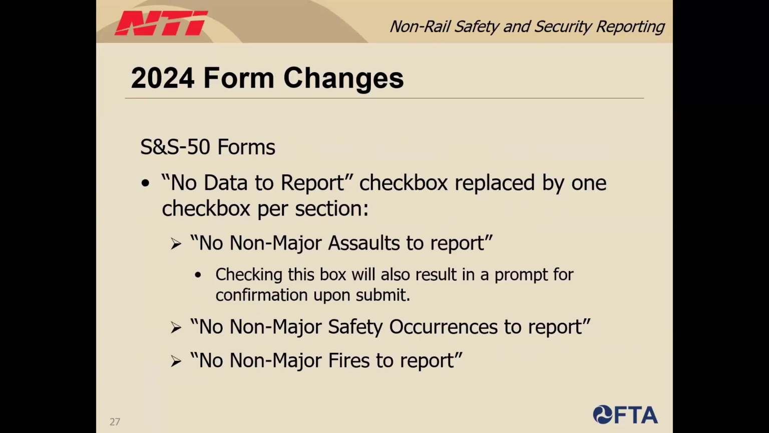On the SNS 50 non-major form, the No Data to Report checkbox has been replaced by 3 sections related to no data boxes to improve accuracy in data collection. If the no non-major assaults to report is checked, a prompt will be displayed when you click on submit to prevent the use of this feature by accident for assaults on transit workers, which, as you know, is an important new data collection effective in 2023.